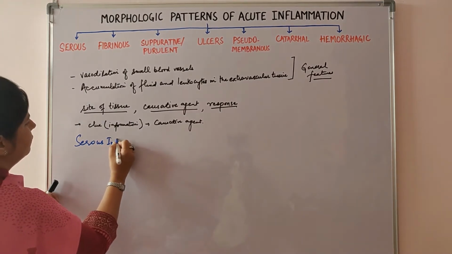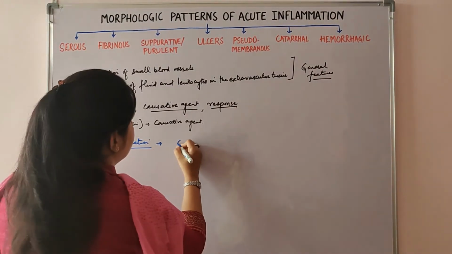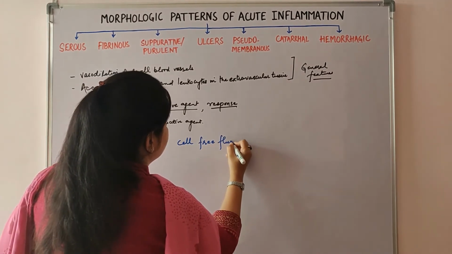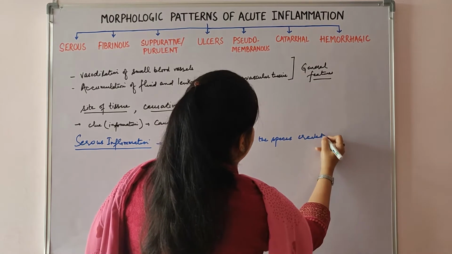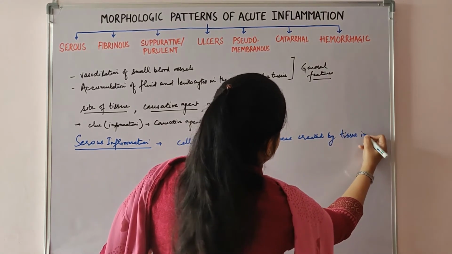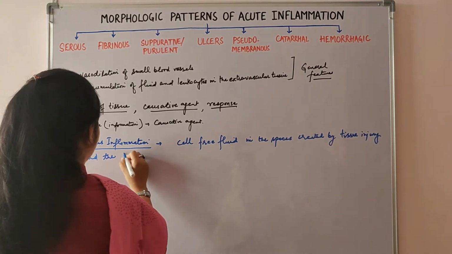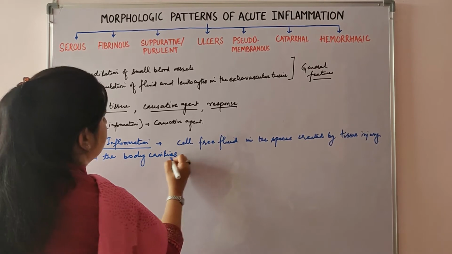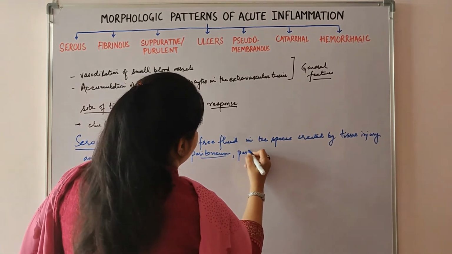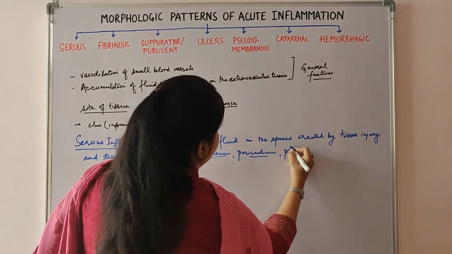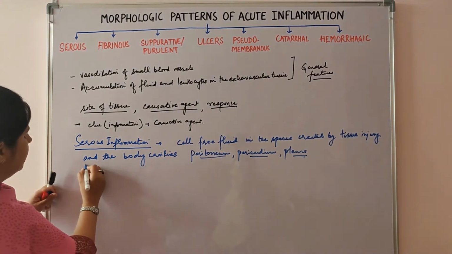Serous inflammation. It is characterized by accumulation of cell-free fluid in the spaces created by cell injury or tissue injury, and the body cavities which are lined by peritoneum, pericardium, pleura. Now the accumulation of fluid in the body cavities is called effusion.